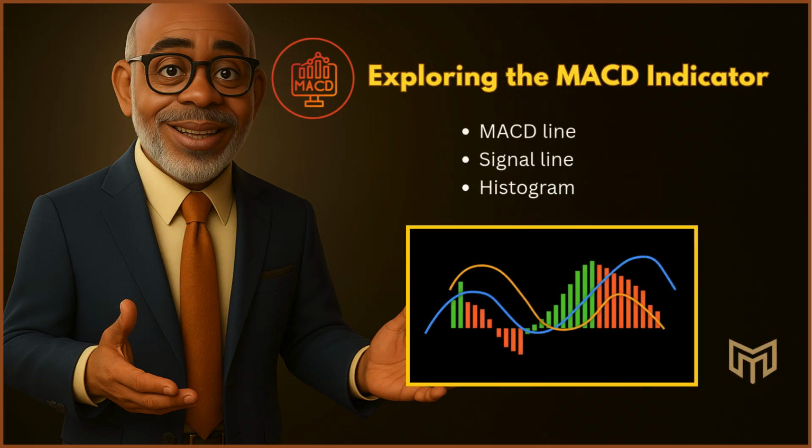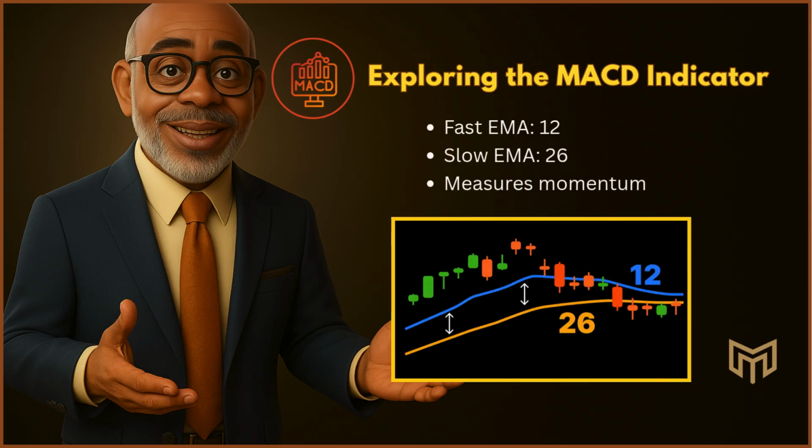Now that you understand the basic components of the MACD, let's see how they appear together on a real chart. Each part of the indicator provides different information about momentum, trend strength, and potential shifts in market direction. When combined, they help traders better understand what may be happening beneath price action. Let's start with the MACD line. It measures the difference between two moving averages, a faster 12-period EMA and a slower 26-period EMA.